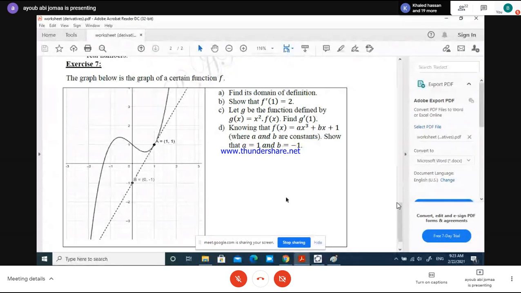So here, as we said, we need two pieces of information from the graph. Why? Because here we have two unknowns, a and b. What are these two pieces of information? It's very clear. We have f of 1 is equal to 1, and f prime of 1 is 2. Okay? Then you can write the following.